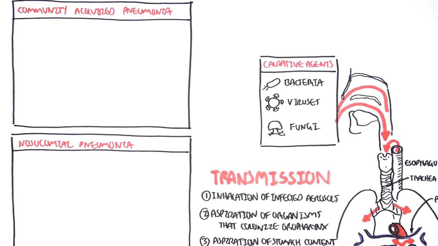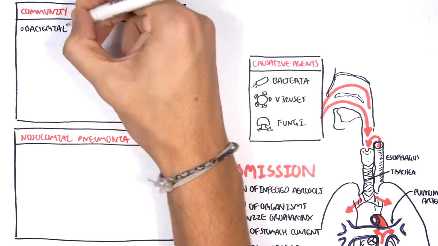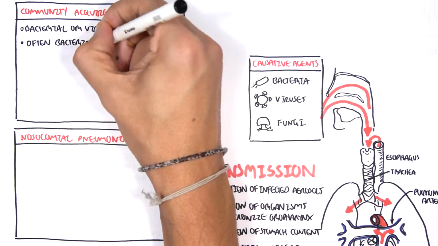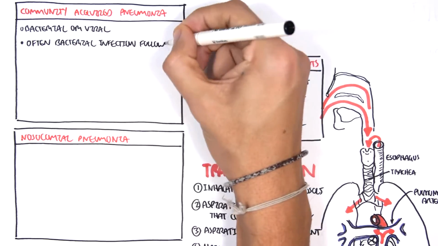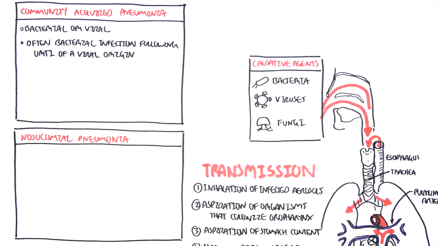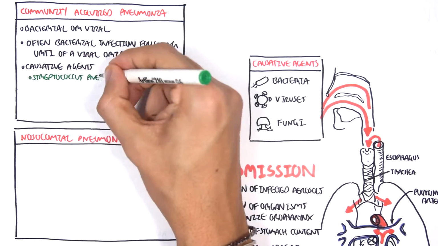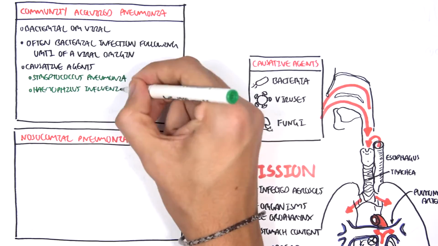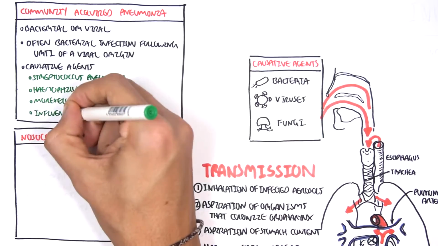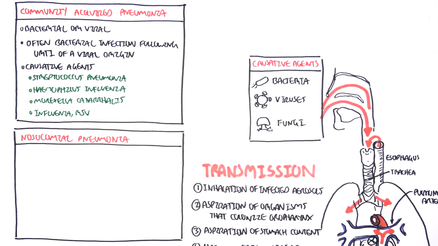Community-acquired pneumonia is mostly bacterial or viral. It's often a bacterial infection following an upper respiratory tract infection of a viral origin. Causative agents include Streptococcus pneumoniae, Haemophilus influenzae, Moraxella catarrhalis, as well as influenza virus and RSV.